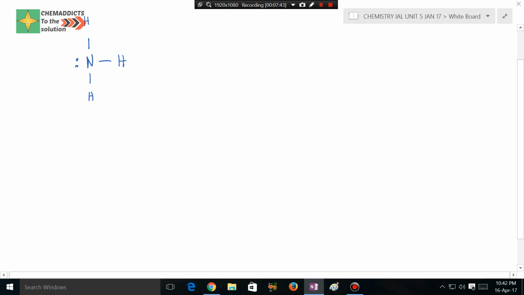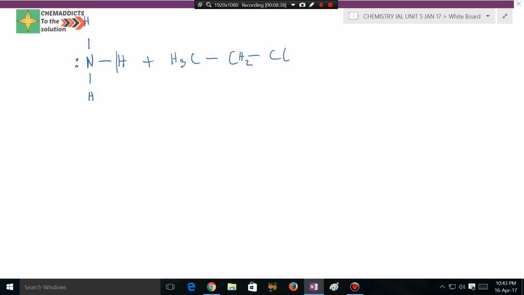Displayed formula, and it has one lone pair. Okay, lone pair of electrons. So in here, when this particular ammonia reacts with ethanol chloride, CH3CH2Cl, this particular hydrogen reacts with which one? It's going to react with this chlorine.